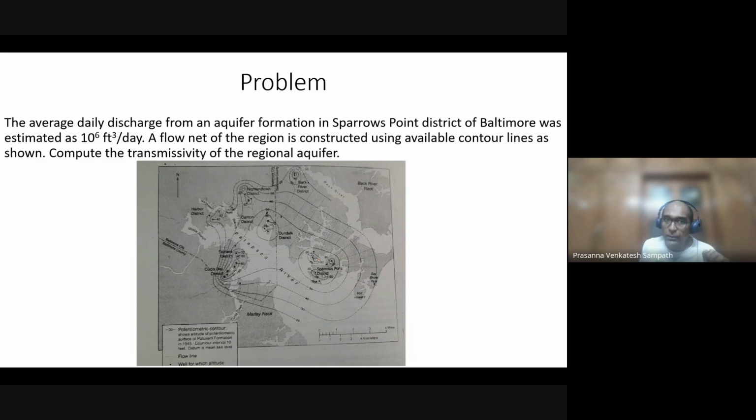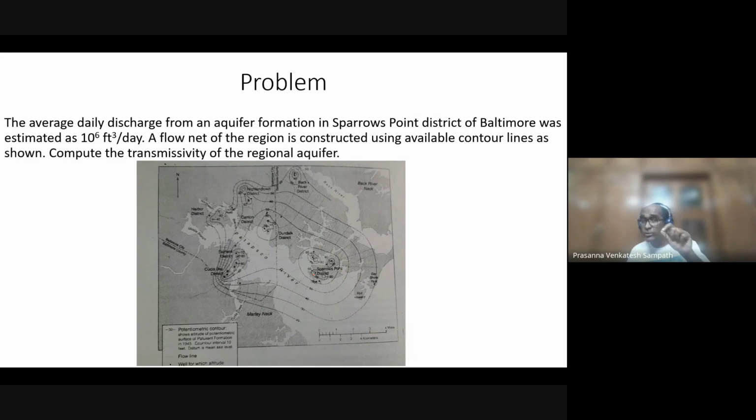Okay, a flow net of the region is constructed using available contour lines as shown. Compute the transmissivity of the regional aquifer. So that's the problem statement that we have. Now you will see there are some solid lines with numbers on them. I think the numbers are 20, 30, 40, 50, 60, and so on.